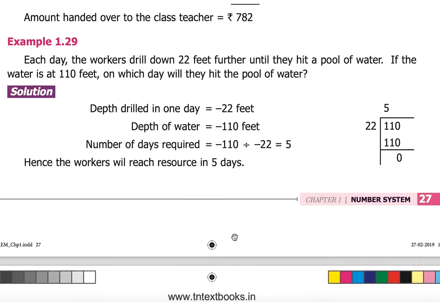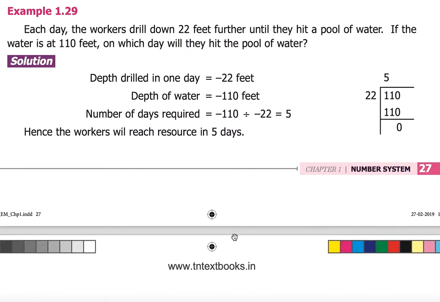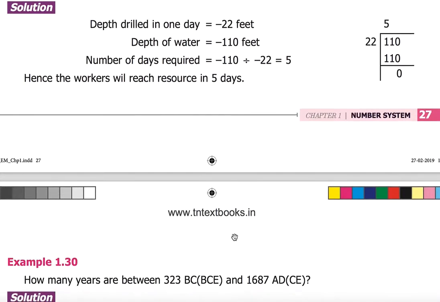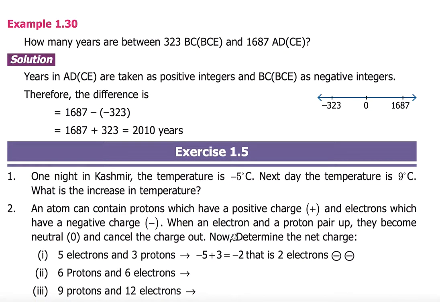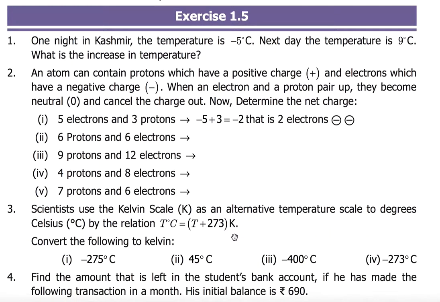Okay. Each day the workers drill down 22 feet until they hit a pool of water. If the water is at 110 feet, on which day will they hit the pool of water? 110 by 22, that gives the answer, that is 5 days. Okay. How many years are between 323 BC and 1687 AD? Okay. 1687 plus 323, because BC is below 0, right? So total 2010. Fine.